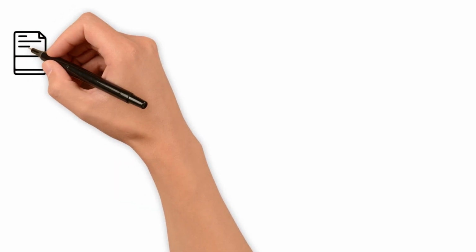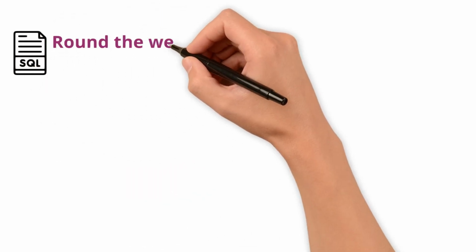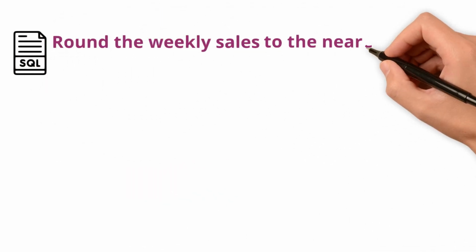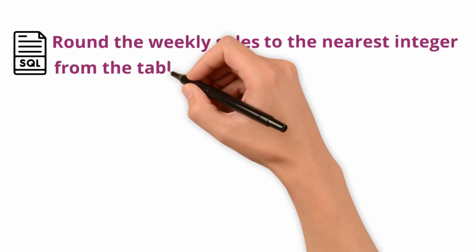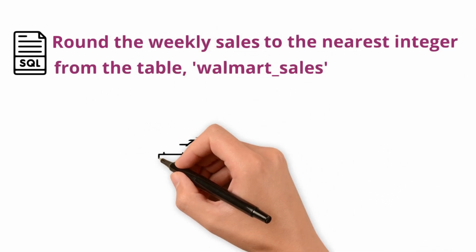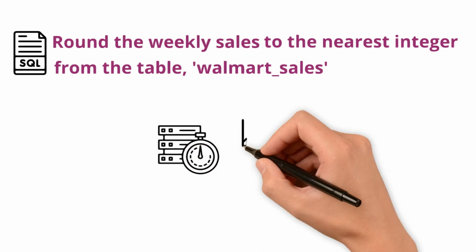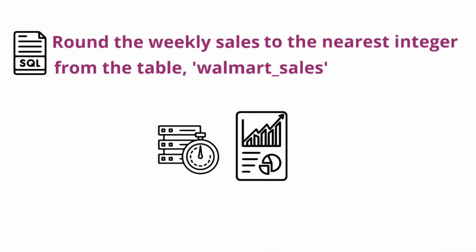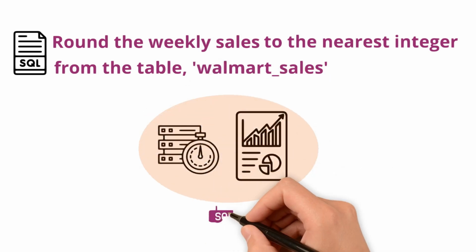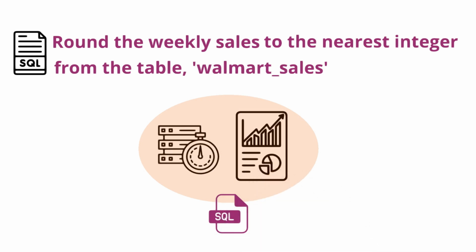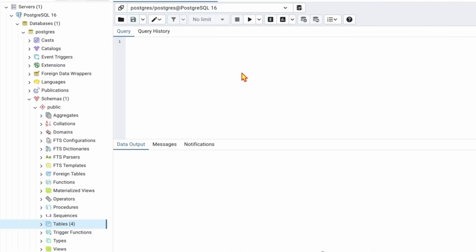Let's begin with a simple query. Round the weekly sales to the nearest integer from the table Walmart sales. In real time, we usually do this for reporting purposes. Let's write the SQL query for this. Open PostgreSQL, place your query.